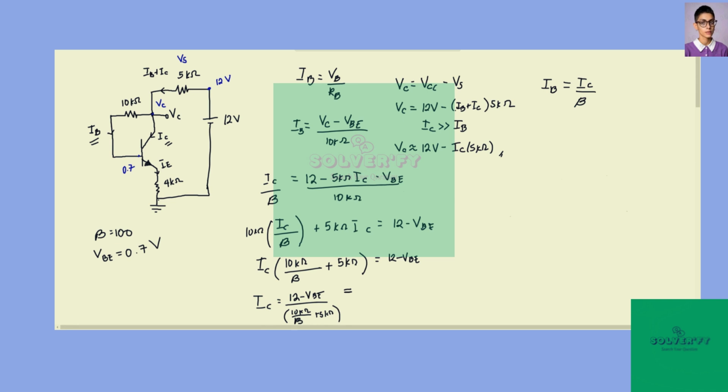Substituting the known values, we get an IC of 12 minus 0.7 divided by 10 kilo ohms over 100 plus 5 kilo ohms. Notice that the numerator is in voltage and the denominator is in resistance, so we are still true to Ohm's law, where the current is equal to voltage divided by resistance. So we get an IC of 2.22 milliamperes.